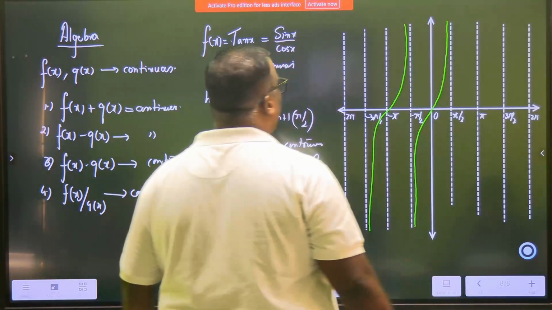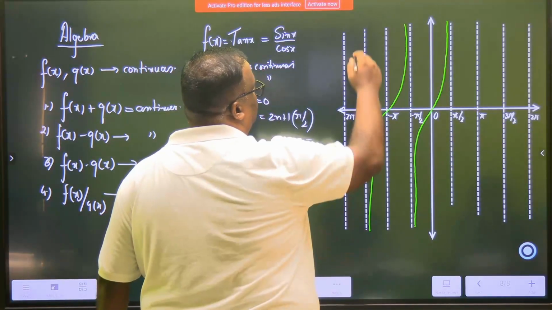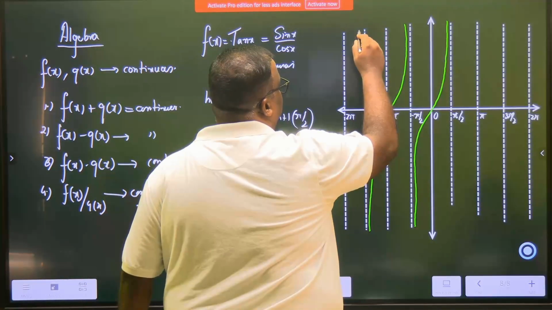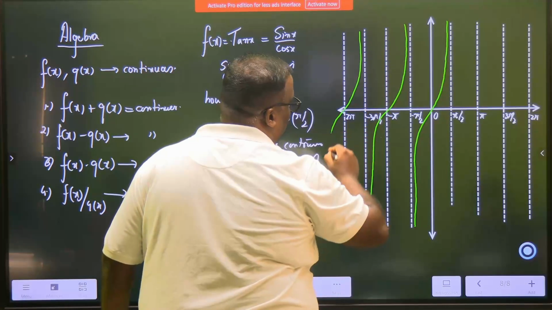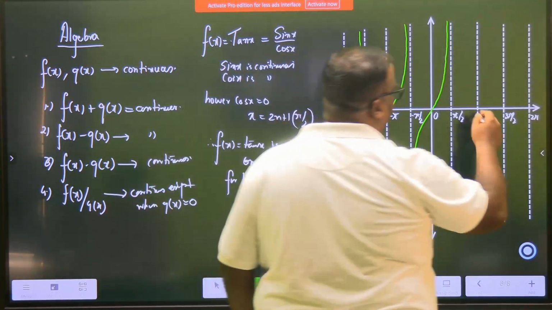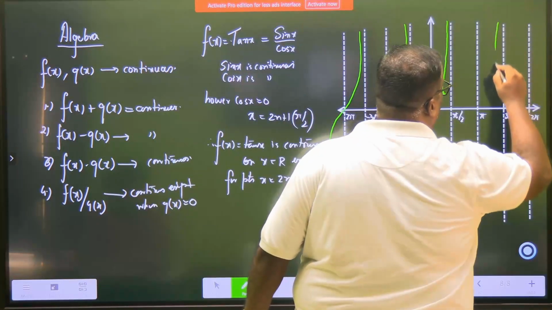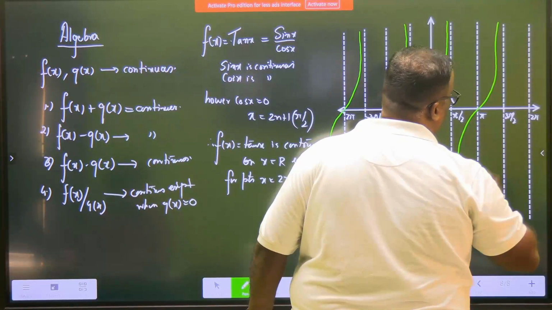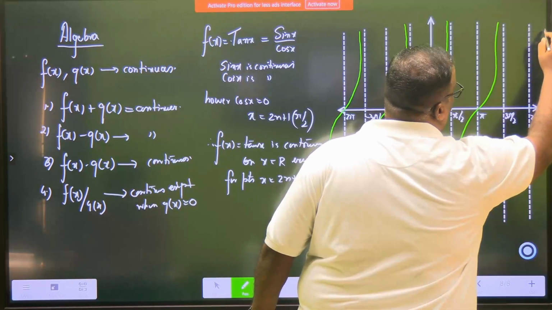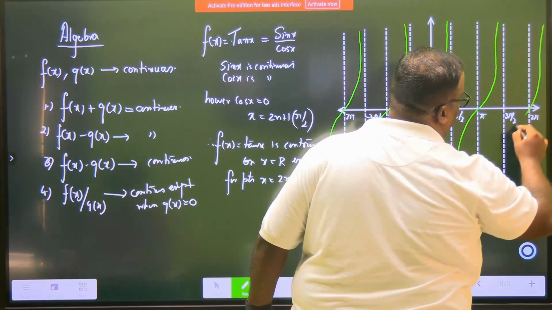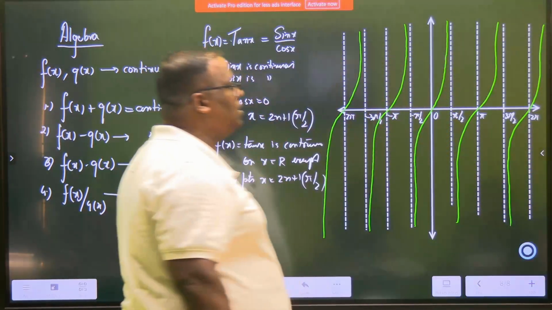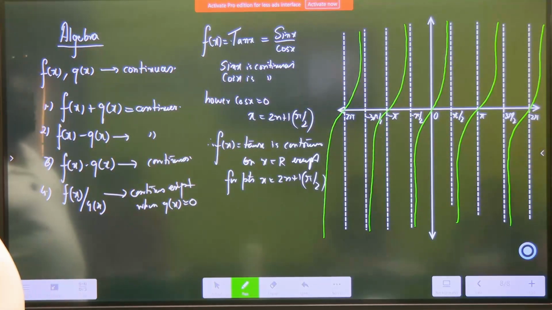How about tan 2 pi? Sir, at tan 2 pi, it will give me a 0. How about tan pi? Sir, at tan pi we will get a 0. How about tan 2 pi? Sir, at tan 2 pi we will get a 0. Look at your function. Your function is discontinuous.